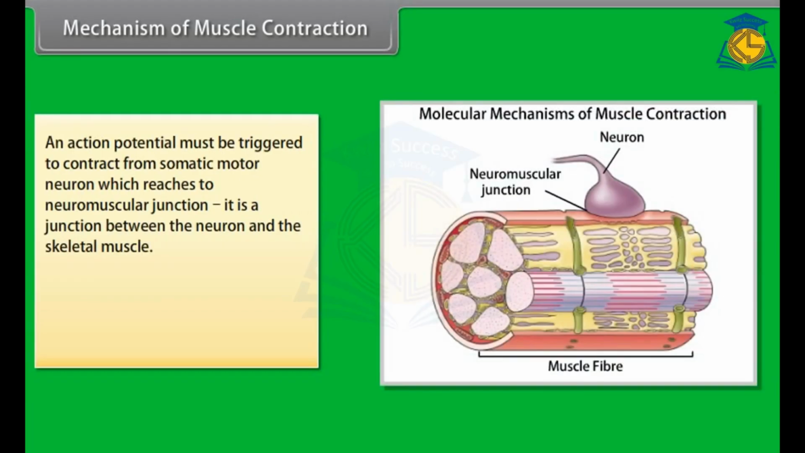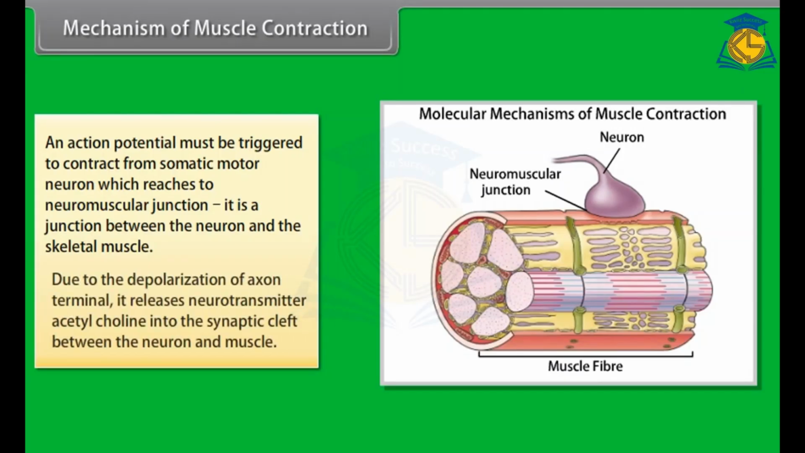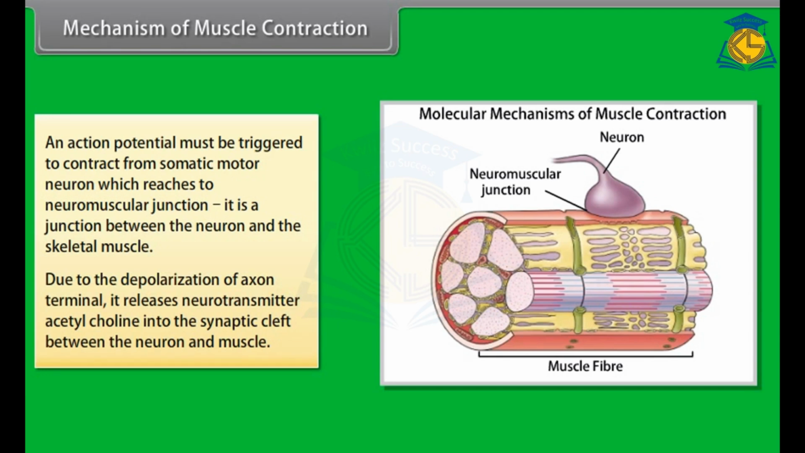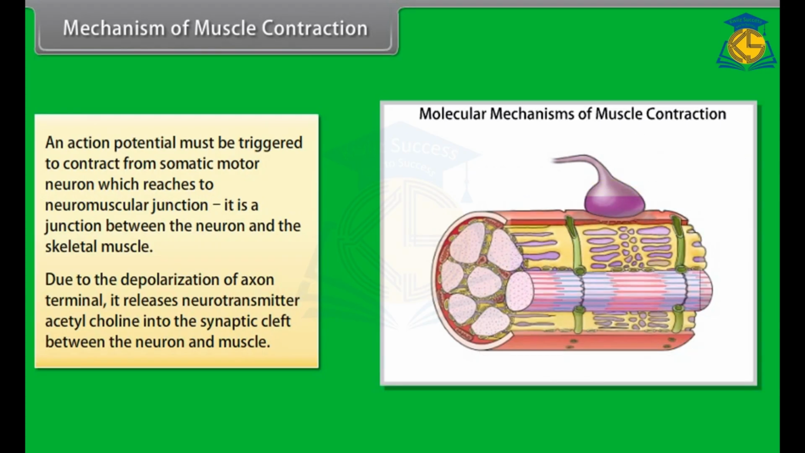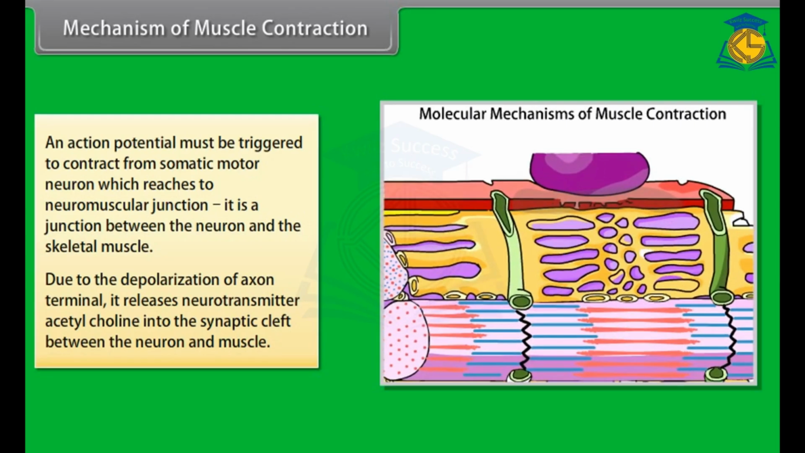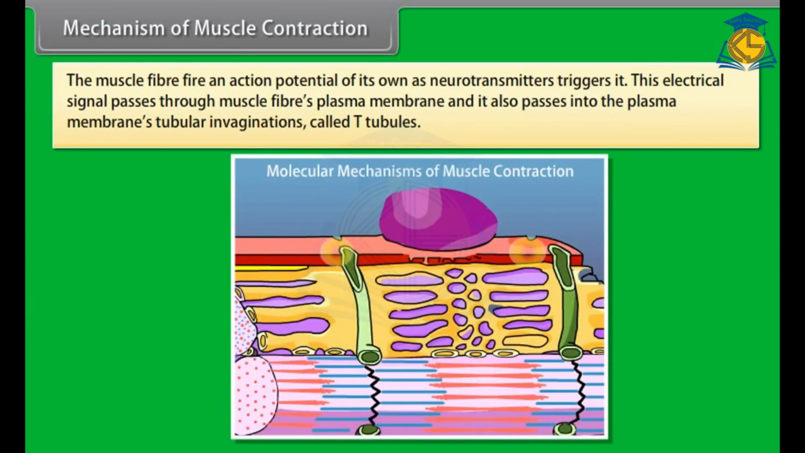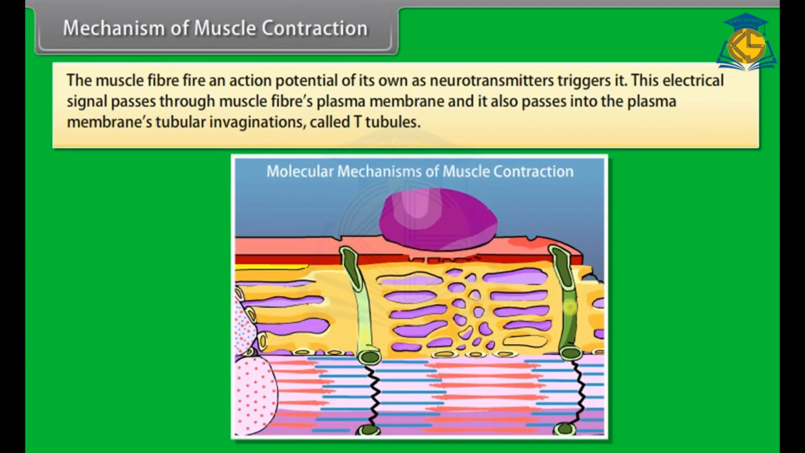To contract, an action potential must be triggered from a somatic motor neuron, which reaches the neuromuscular junction. It is a junction between the neuron and the skeletal muscle. Due to the depolarization of the axon terminal, it releases the neurotransmitter acetylcholine into the synaptic cleft between the neuron and muscle. The muscle fiber fires an action potential of its own as the neurotransmitters trigger it.